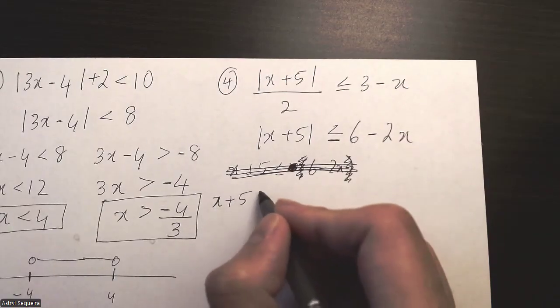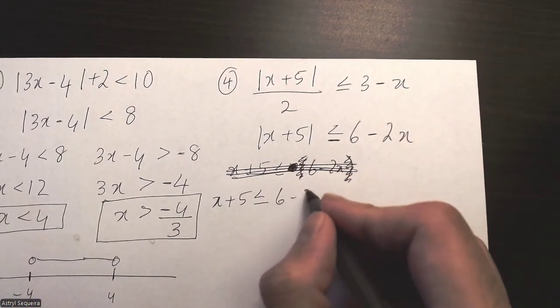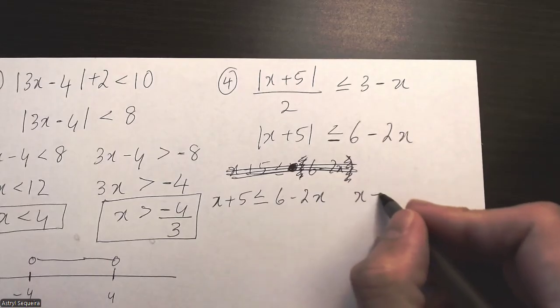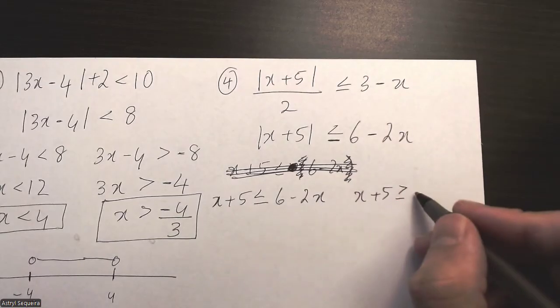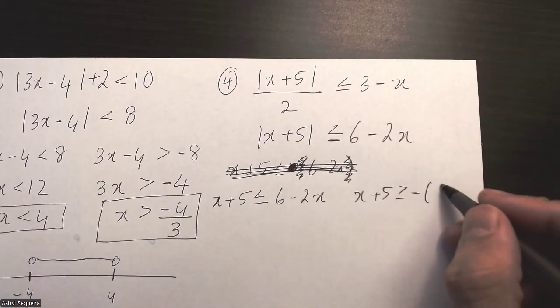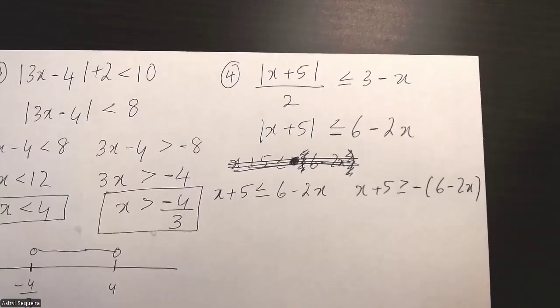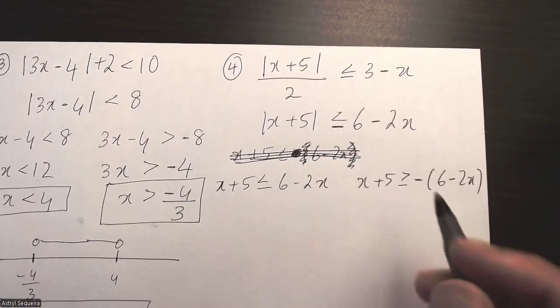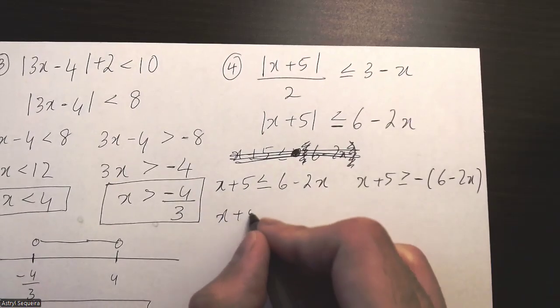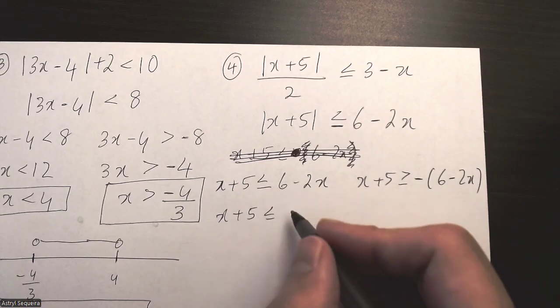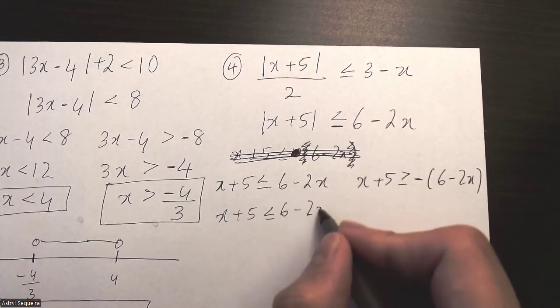X plus 5, first equation, write it exactly the same. Second equation, when you flip the sign, that's when you put the negative and then you put a bracket here and include all terms in the bracket, or you could distribute the negative to begin with. Now we just have to solve each one, which is not too difficult.